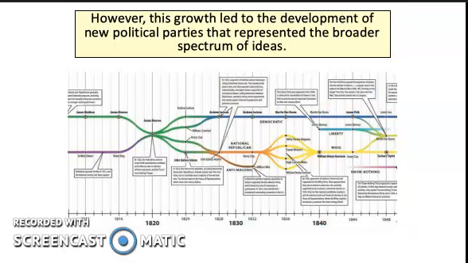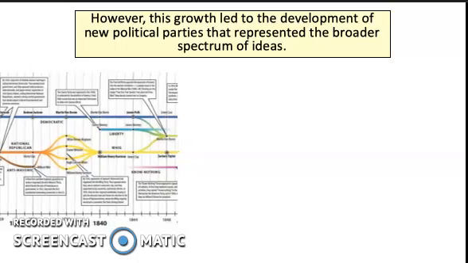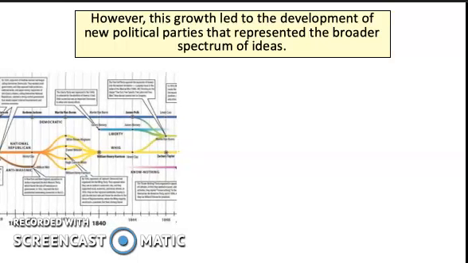Now, this growth, however, led to the development of new political parties. Because more people can vote, they represented a broader spectrum of ideas. Thus, you needed more political parties that would represent those varying different ideas. And we can see from the chart on the bottom how all of these different ideas are going to lead to the growth of different political parties.